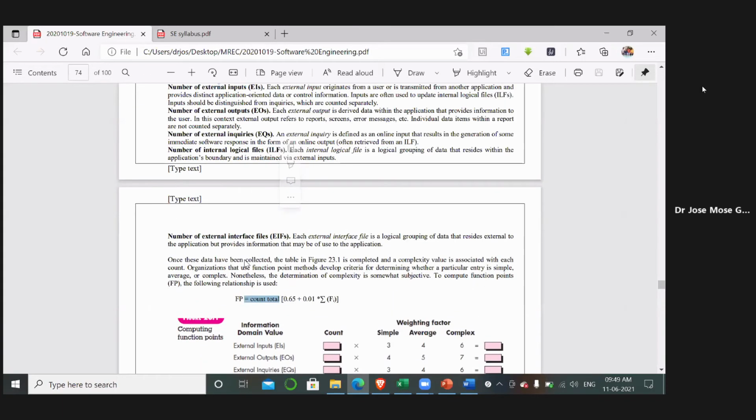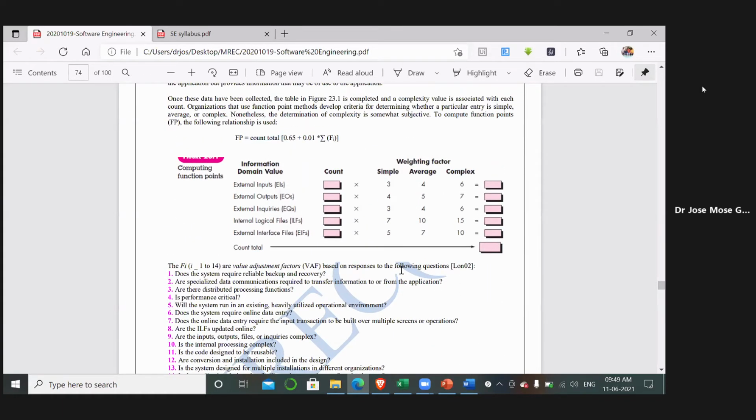We have clearly seen that through a problem. So this is the weight factor table. The weight factor table is nothing but, if you are choosing simple, these are the weights; if it is average, these are the weights; if it is complex, these are the weights. Based on the number of inputs, you substitute it in the count and you get a result which is the UFP value. UFP multiplied with CAA should be done in order to get the function point analysis. You can see from the table and try to understand it.